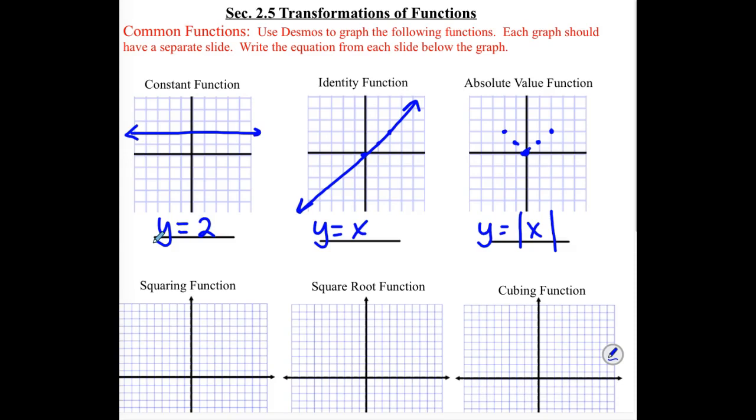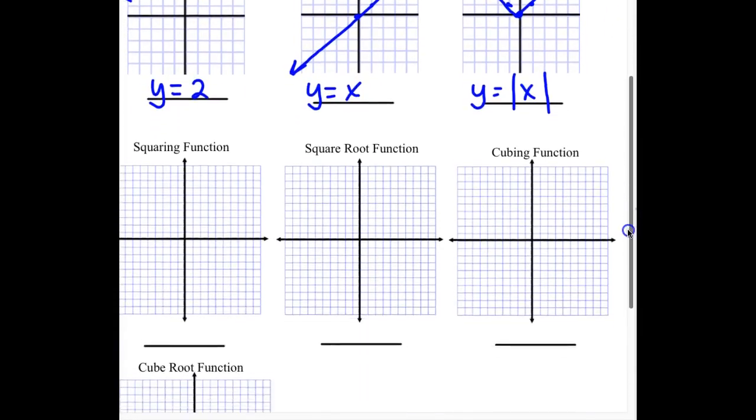What is the slope on this right side? Slope is 1. What's the slope on the left? A negative 1. So they're always opposite slopes, okay? The squaring function, what does that look like? It is a parabola.